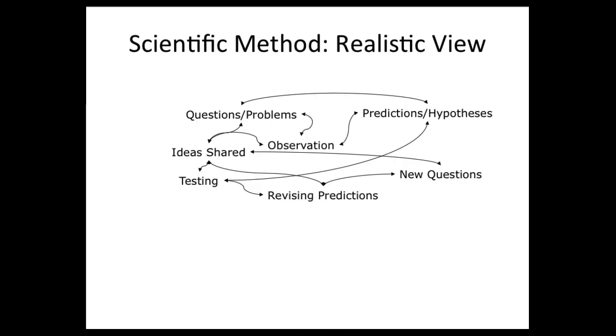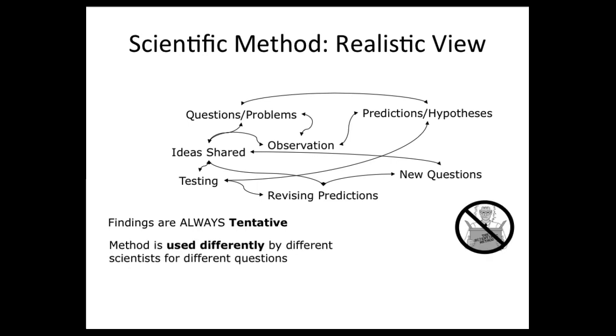So while it's nice to see the steps of the scientific method as a nice line of steps or a nice circle of steps, in the real world, it's much more interconnected. Questions lead to observations, observations lead to predictions, predictions lead to new questions, and so on and so forth. The take-home message here is that in science, our findings are always tentative. They can always change when new evidence comes to light.